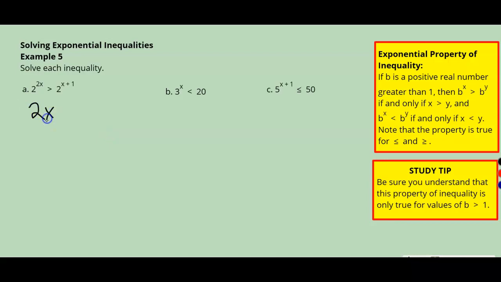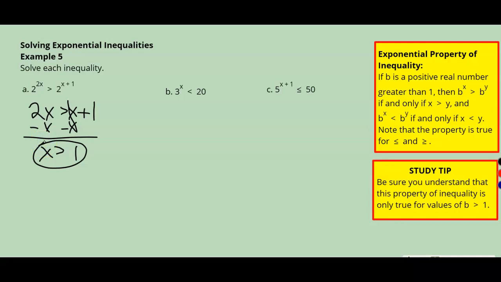So we're going to have 2x greater than x plus 1. So very similar to solving equations. Now we're just solving an inequality. So subtract x. So we're going to have 2x minus x is greater than 1. So for A part, the solution is going to be x greater than 1. So all x is greater than 1.